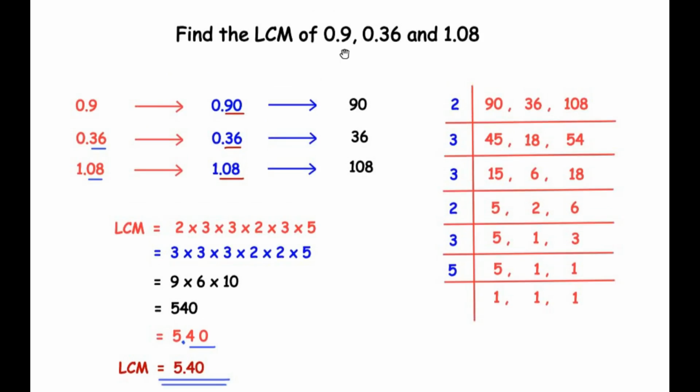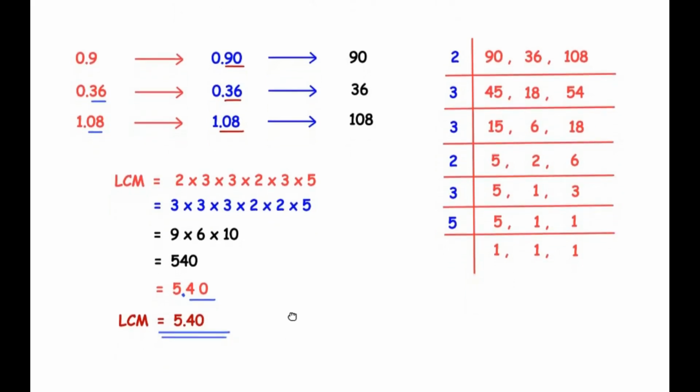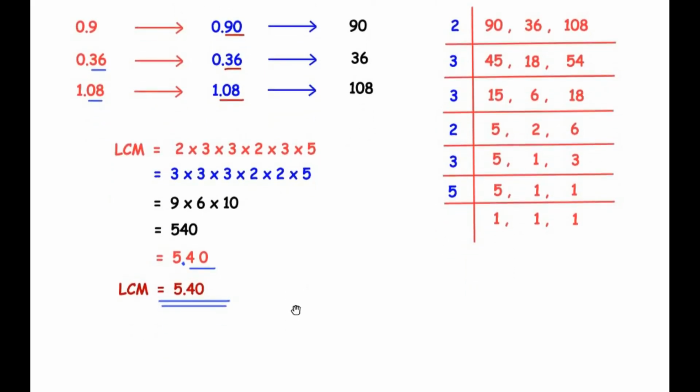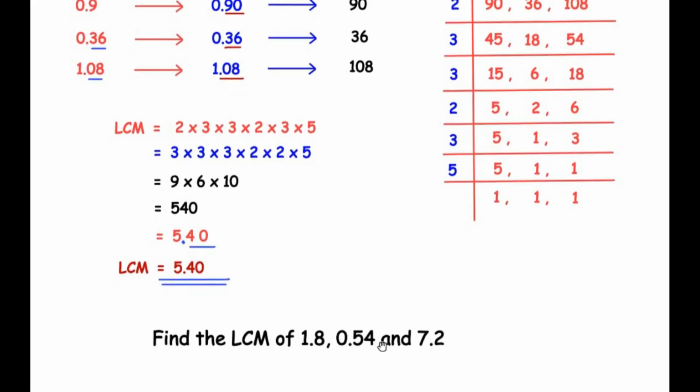Remember, to find the LCM of decimal numbers, get them all to the same number of decimal places, consider these numbers as integers, find the LCM as you regularly do, and after you get the LCM, put the decimal point back in the answer. Now there is one more question you can try if you have understood this method. Find the LCM of 1.8, 0.54 and 7.2. Give it a try and leave your answers in the comment section below.